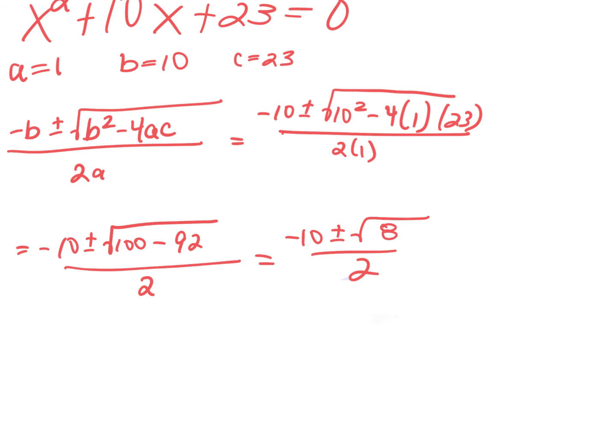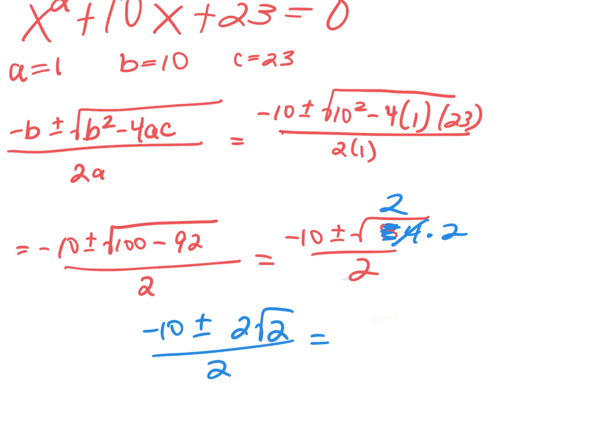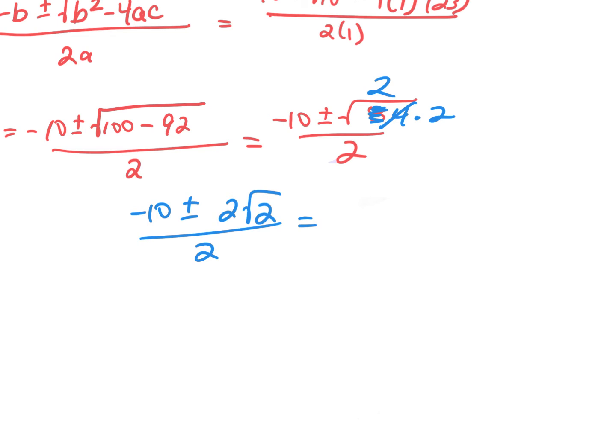What can I break 8 into? 4 times 2. We use 4 and 2 because 4 is a perfect square. Right? So what is the square root of 4? 2. That comes out in front. So I have negative 10 plus or minus 2 root 2 over 2. Can I simplify that a little more? Yes. 2 goes into negative 10. I have negative 5. And then 2 goes into 2 once. So plus or minus the square root of 2. And there are my 2 answers.